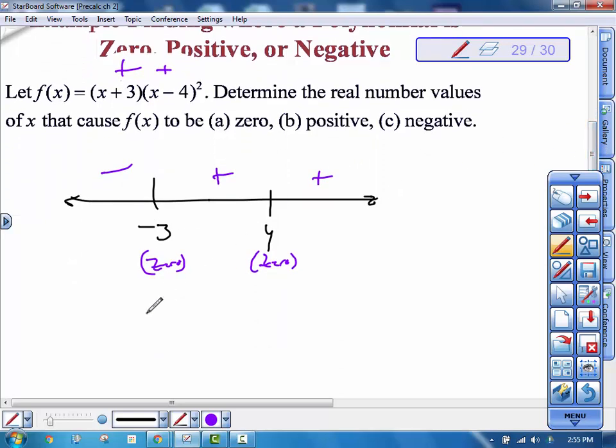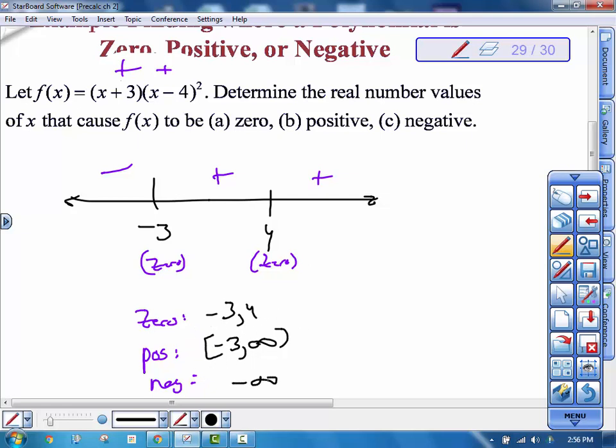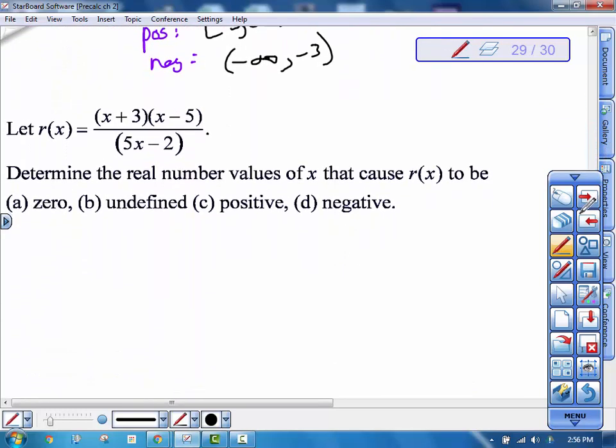Now we can answer the question, when is this 0? Well, it's 0 whenever we're at these 2 points, -3 and 4. It's positive from -3 to positive infinity, if we're calling 0 positive, which we are. And we can include -3 because it's a 0. It's negative from negative infinity all the way up to -3, not including -3 because it's 0 at -3. It's easier to answer these questions in interval notation right from the sign chart, which is what we need to get used to.